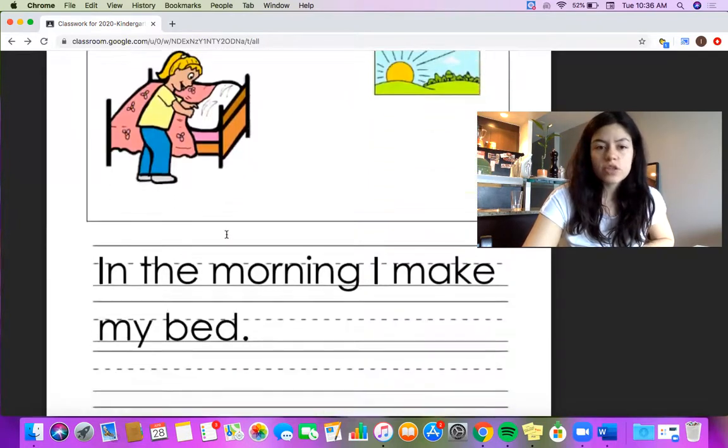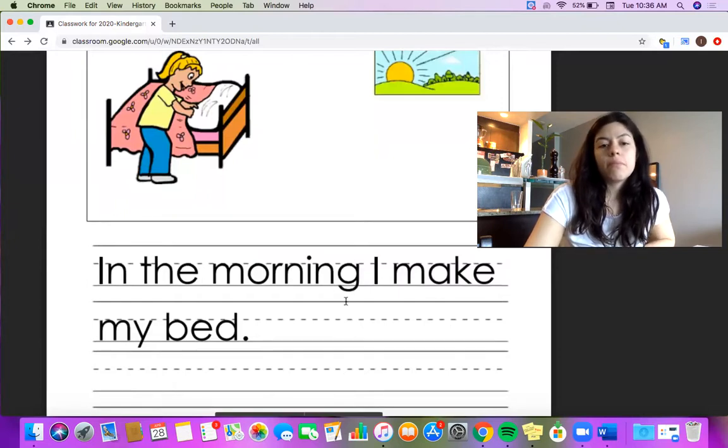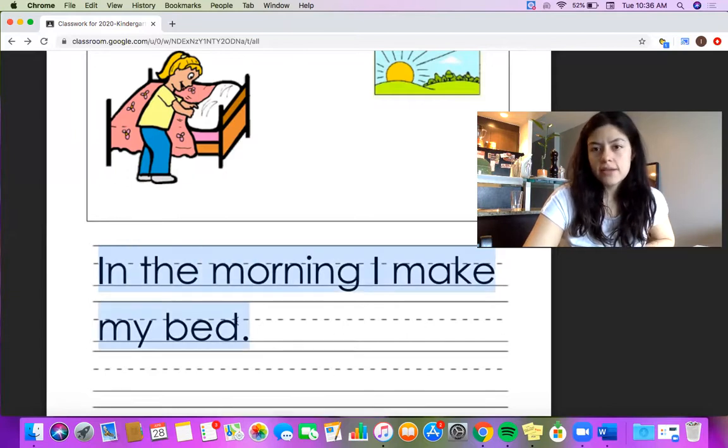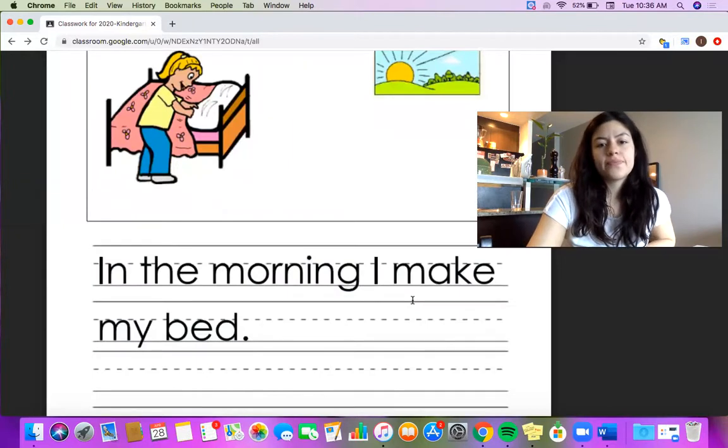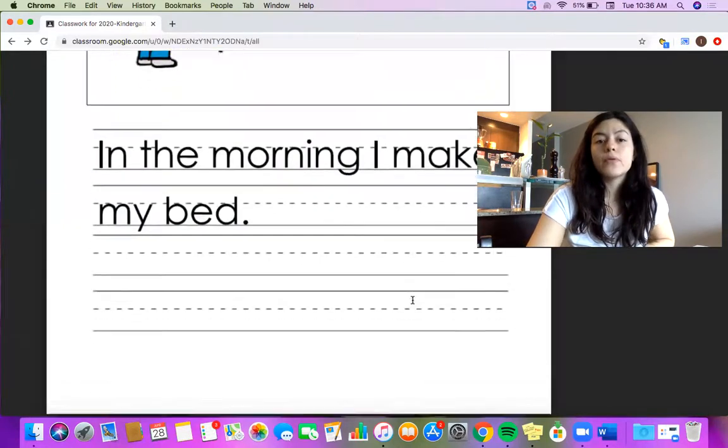JKs, I know that this is a lot to write for you, so you could just write the simple make my bed. You don't have to write a full sentence, JKs. Okay? So for Ren, Shania, Annabelle, it would be okay just to write make my bed. But for SKs, I want a full sentence. So that's my example for morning.